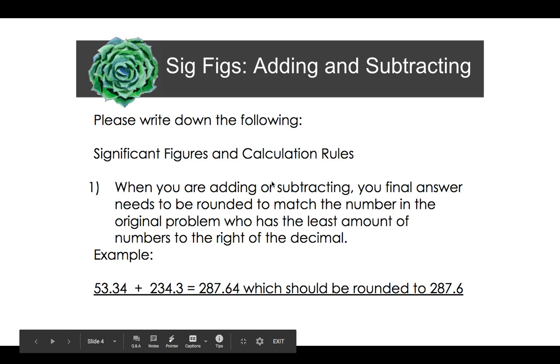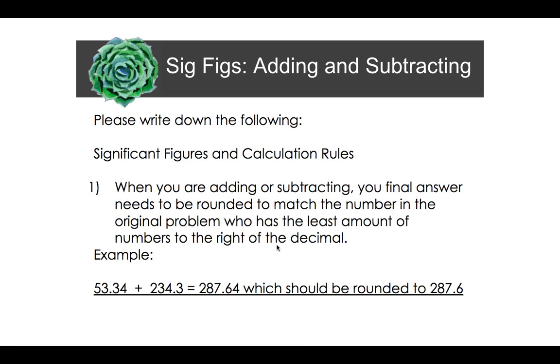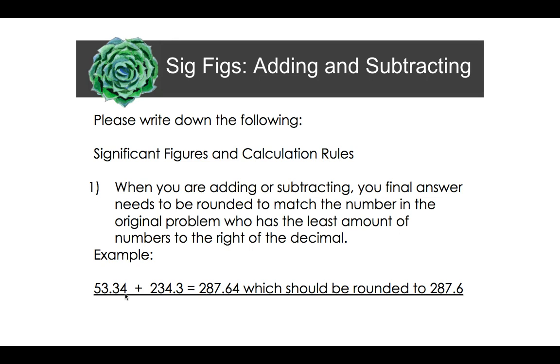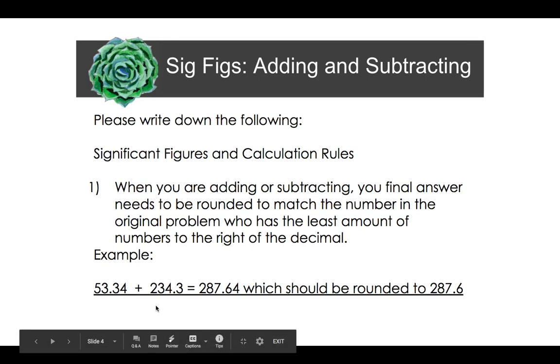So when you're adding or subtracting, your final answer is going to be rounded to match the number in the original problem who has the least amount of numbers to the right of the decimal. In this example, 53.34 has 1, 2, 3, 4 significant figures in it, all being non-zero numbers. Plus, we have 1, 2, 3, 4 significant digits in the second number. And so even though both of these numbers have 4 significant figures, notice that my answer ends up with 5.